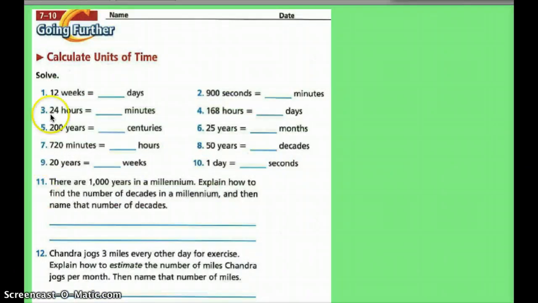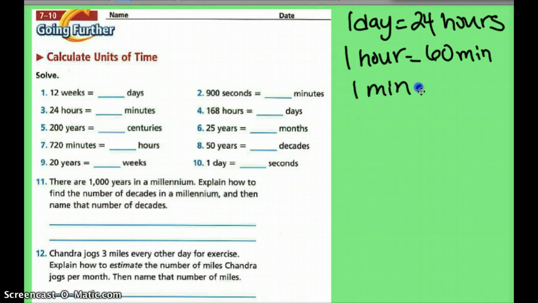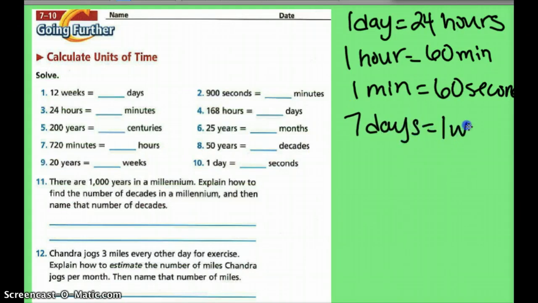Alright, next thing you're going to do is turn to the back side. We're going to do some converting of time. So for this page you're going to convert time. So I know that 1 day equals 24 hours. I know 1 hour equals 60 minutes. And I know 1 minute equals 60 seconds. And that's going to help us figure out some of these problems. I also know that 7 days equals 1 week. So starting with number 1, 12 weeks equals how many days?